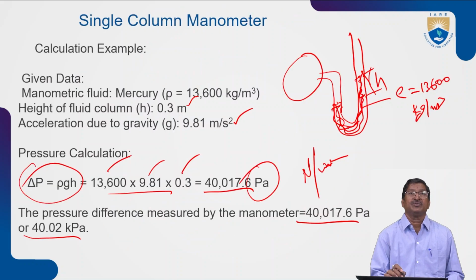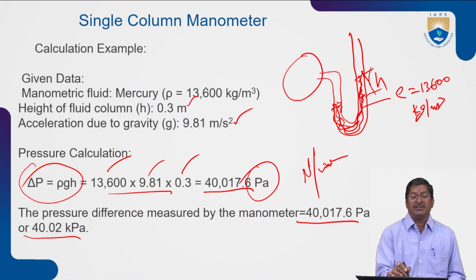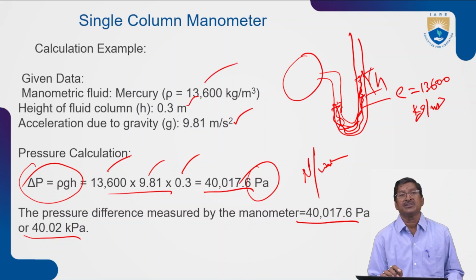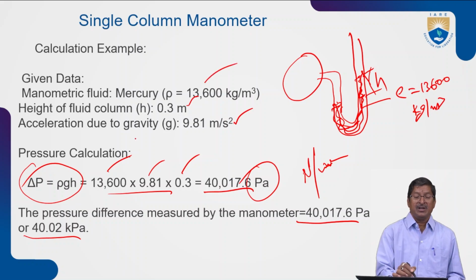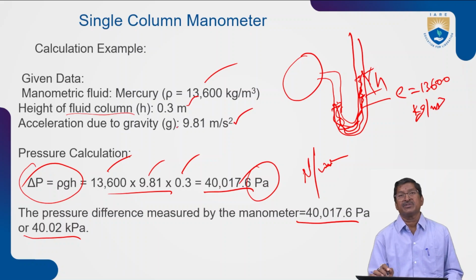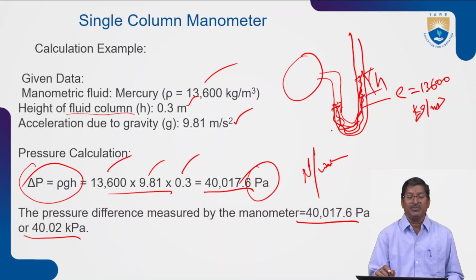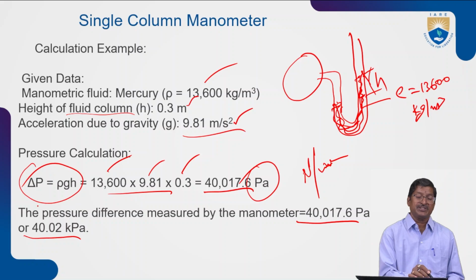Here is an example. The manometer fluid is mercury, with density rho of 13,600 kg per meter cube, and the height of the fluid column, that means the difference of levels of the manometric fluid in the left and right limbs, is 0.3 meters. Acceleration due to gravity is constant at 9.81 meters per second square. Pressure difference is equal to rho g h as per this formula.